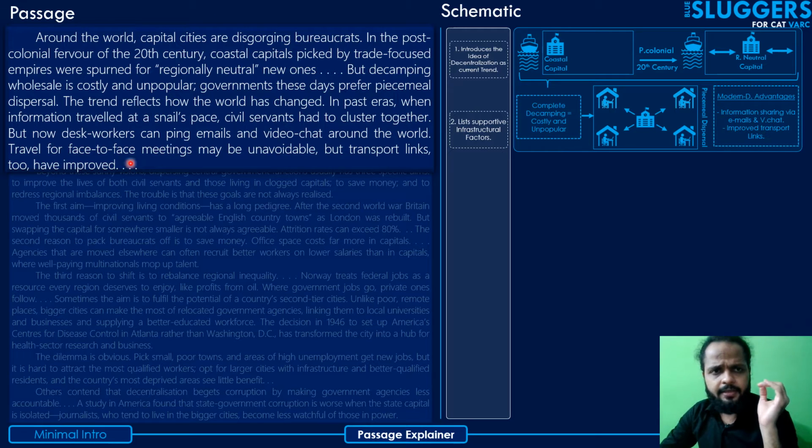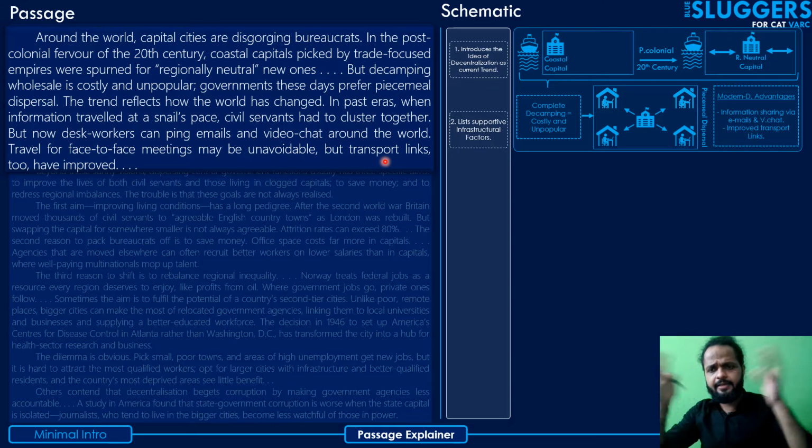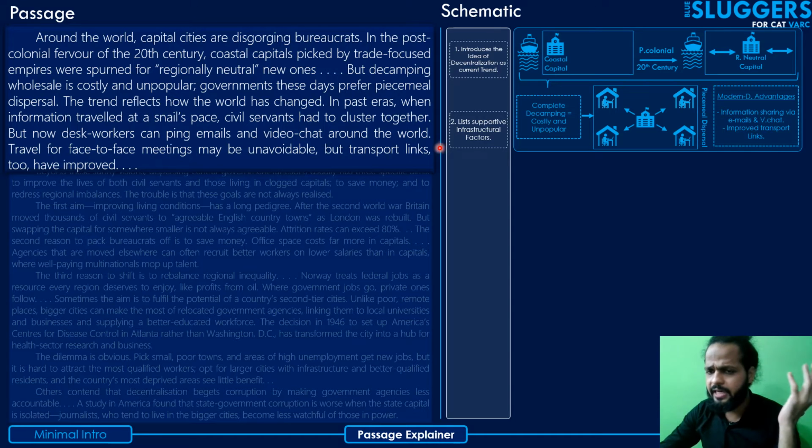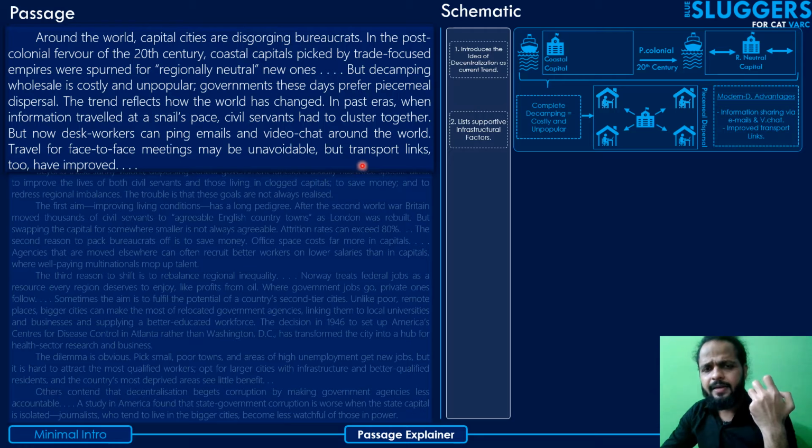So because in past eras information traveled at a snail's pace, civil servants had to cluster together. But now desk workers can ping emails and video chat around the world. Because of the technological development in communication, desk workers don't need to cluster together. They can work from varied distances. Travel for face-to-face meetings may be unavoidable, sometimes you do require some face-to-face meetings and you do need to travel. But then again, even transport links have improved, so that is not much of a problem.